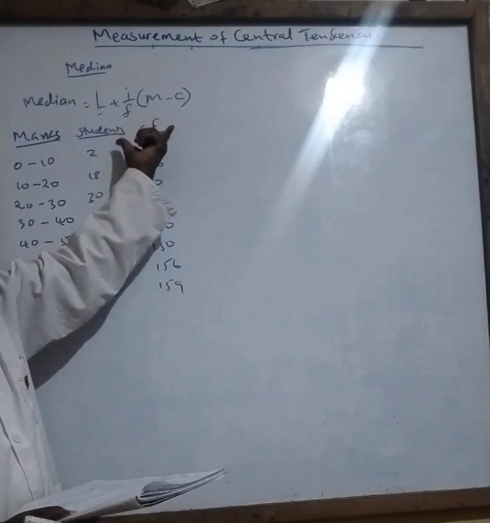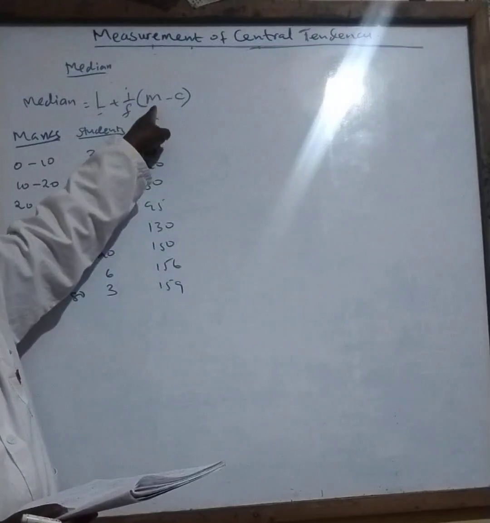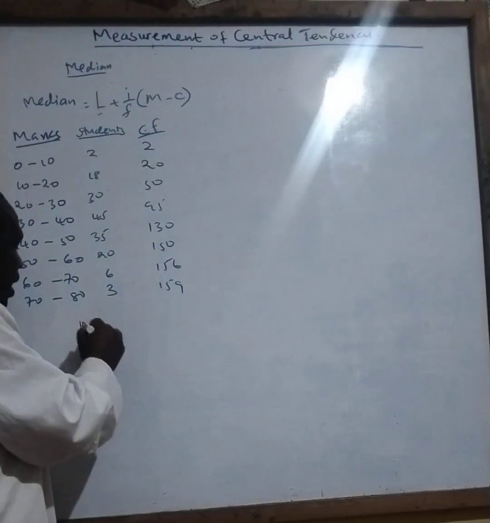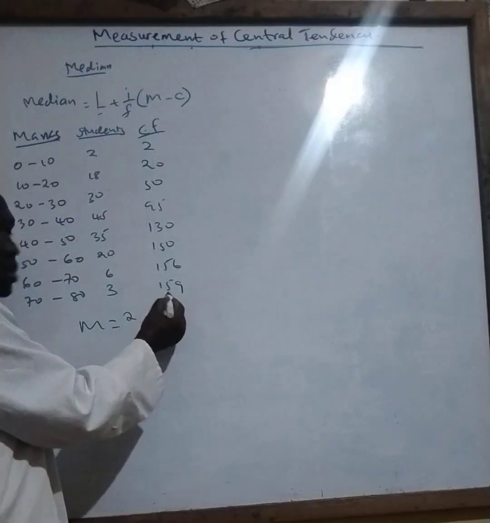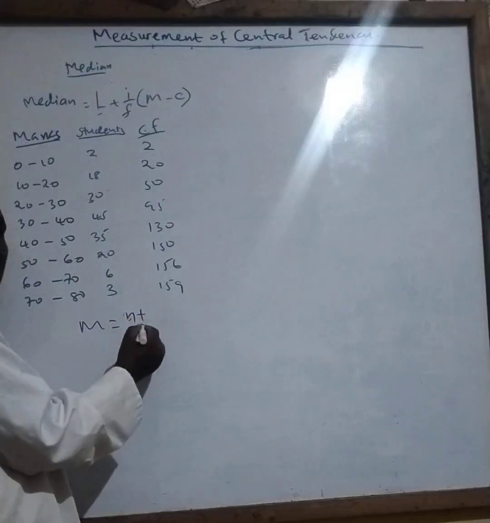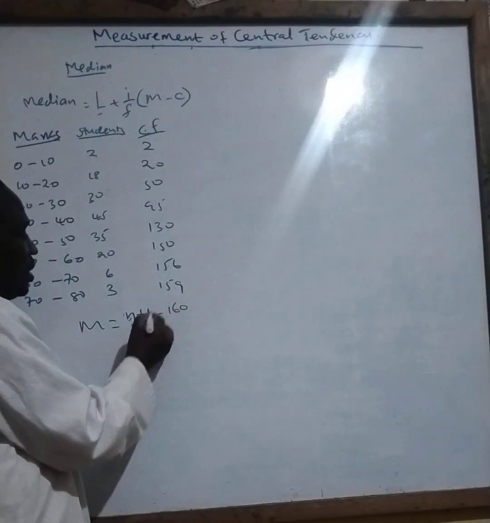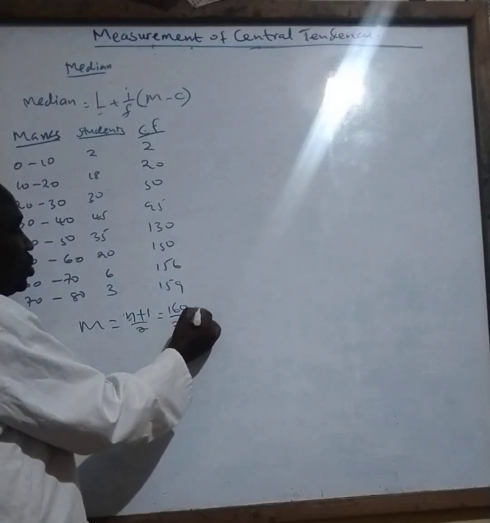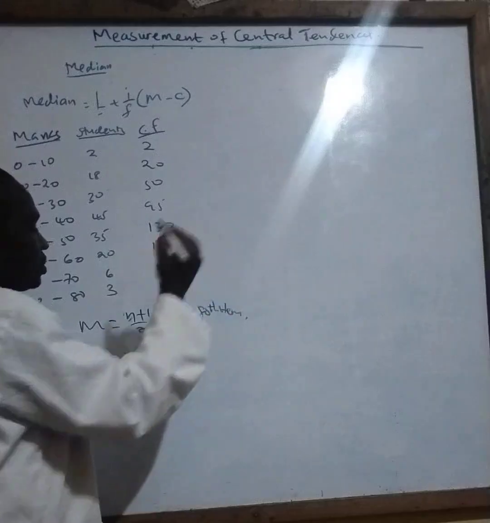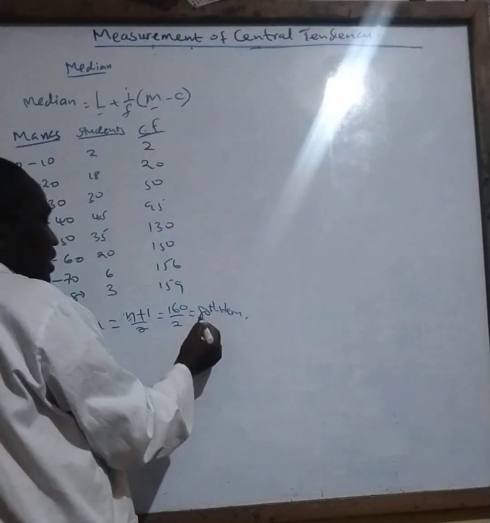So once I've developed my column for cumulative frequency, I bring in M and calculate for M. M is given by N over 2. N in this case is 159, but because it's an odd number, you add 1 and divide by 2. This gives you 160. 160 divided by 2 gives you the 80th item. Where is your 80th item? So my M is 80.